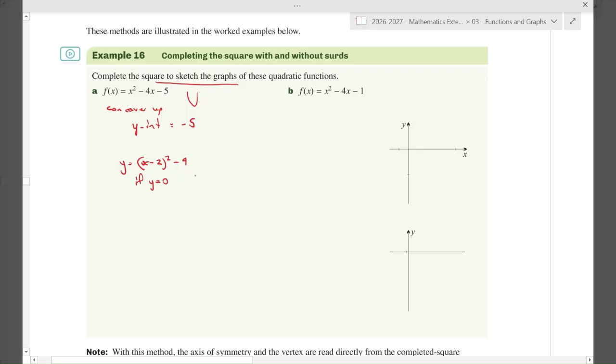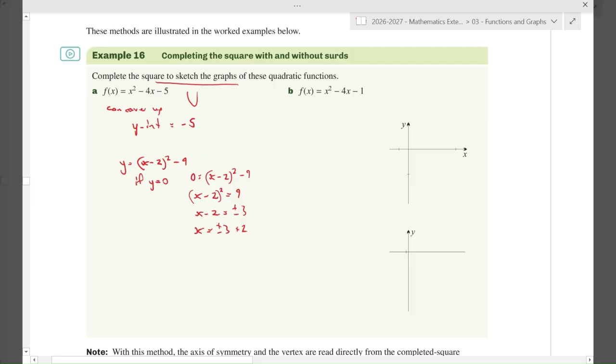If y equals 0, then I get 0 equals (x minus 2) all squared minus 9, which means (x minus 2) all squared equals 9. Then you square root it. X minus 2 equals plus or minus the square root of 9, so plus or minus 3. So I've got x equals plus or minus 3 plus 2.